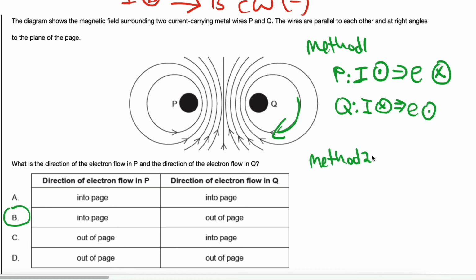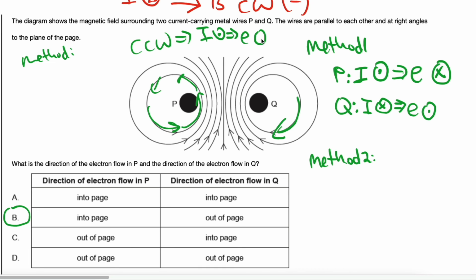You can also use the second method. Here you can see that this is the counterclockwise direction, which tells us the current points into the page. So electron flow will be out of the page, because current is into the page.